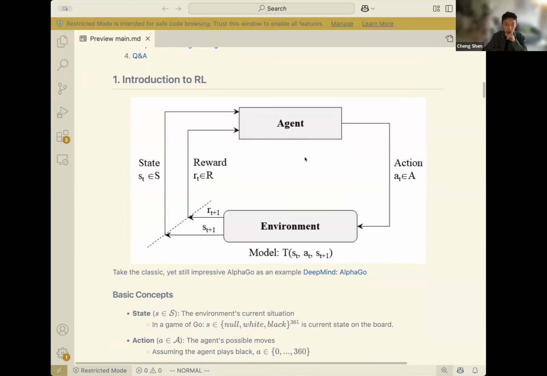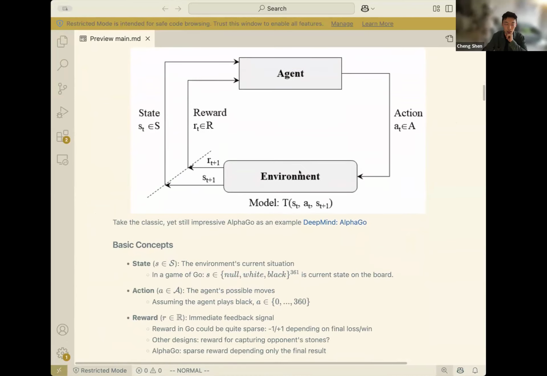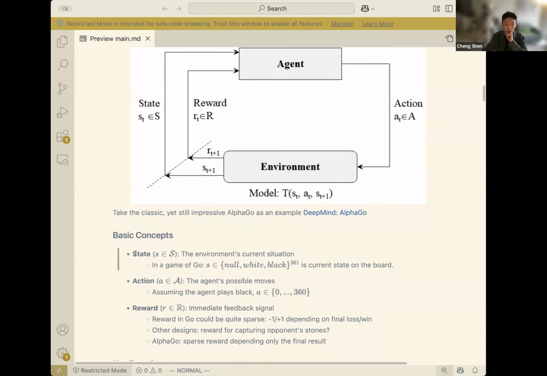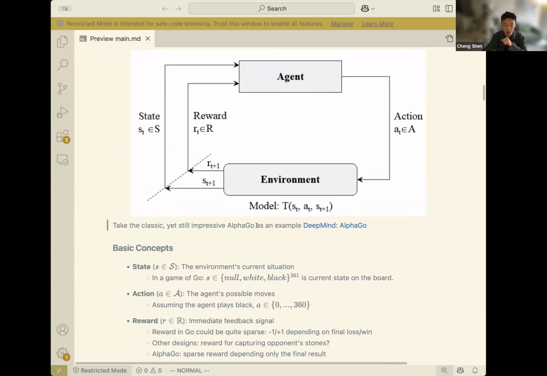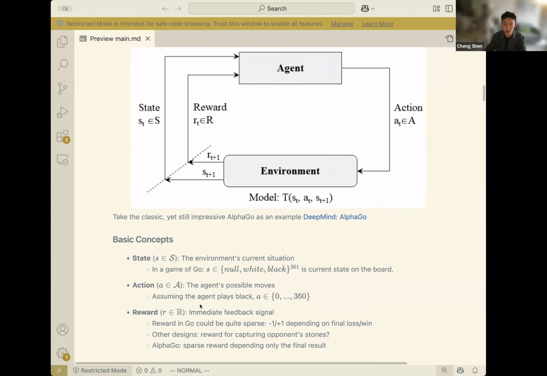So this is a very basic paradigm of reinforcement learning. A few key concepts in it: we have a state, which is what the agent can observe up until now. Let's take AlphaGo as an example, where RL really impressed the world, maybe 8 years ago already. In a Go game, the state is the game board, the current state. An action is the agent's possible move, like in Go, where the agent wants to place the stone. And reward is a feedback signal.